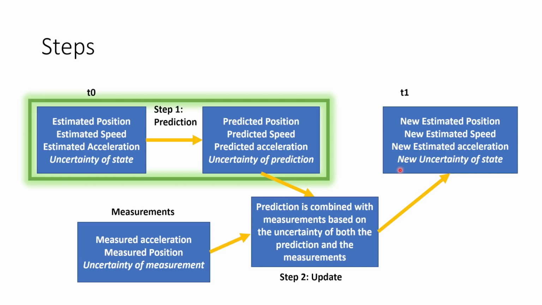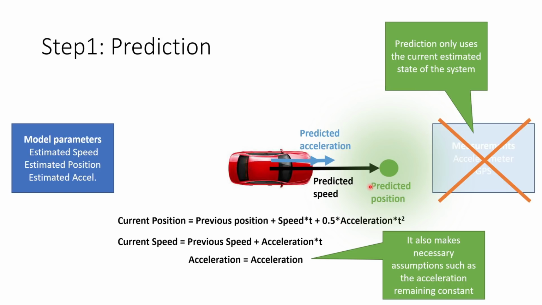So let me take you through how this works step by step. So here we are in step one, the prediction step. We're not going to be using any measurements for this, we're only going to be using the current estimated state of the system. So we know an estimate of the speed, an estimate of the position, and an estimate of the acceleration of the car at time t0.